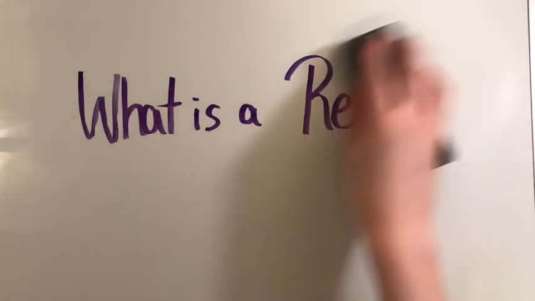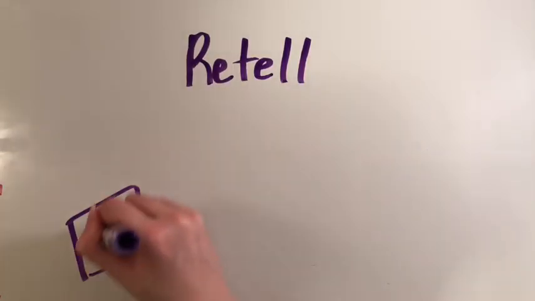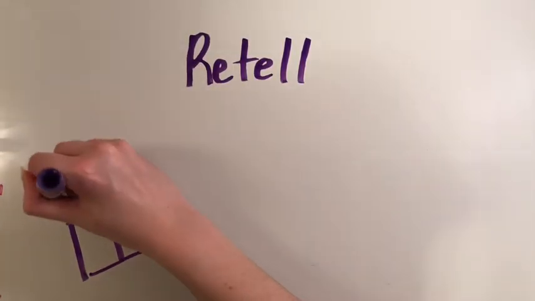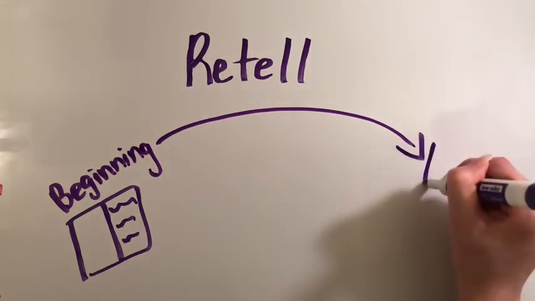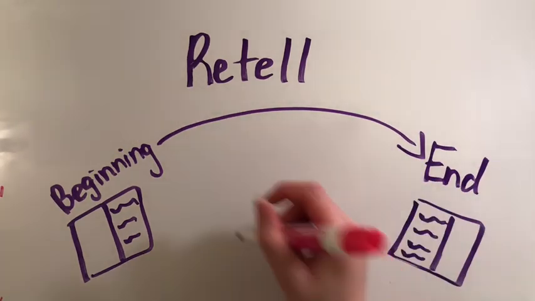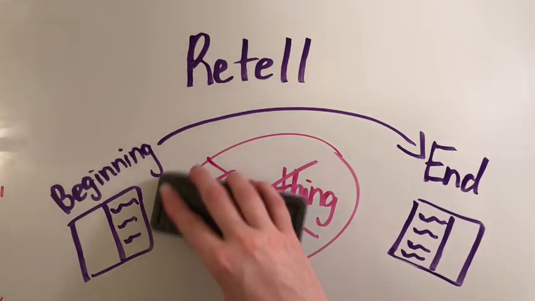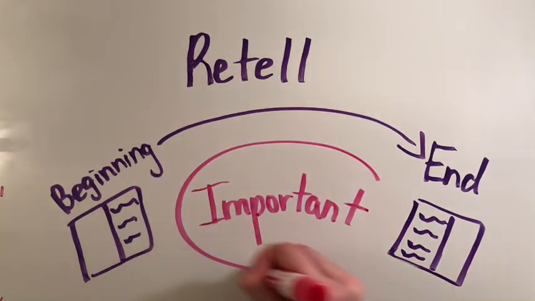But what is a retell? A retell is a reading strategy we can use to tell the most important parts of a story from beginning to end. When we tell someone about a book we read, we can't tell them everything that happened in the book, but we can decide which parts are the most important to share in our retell.